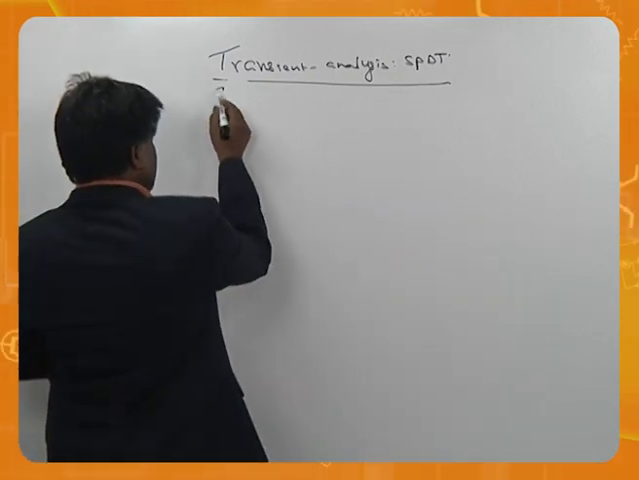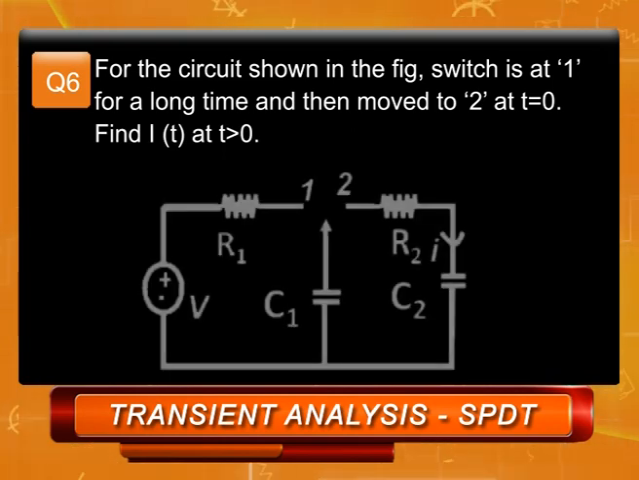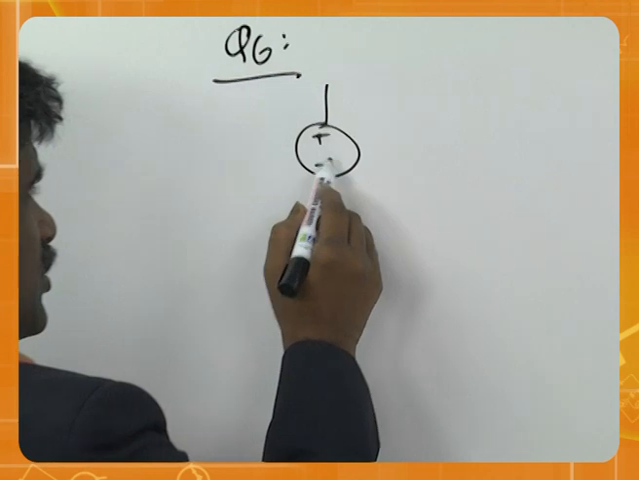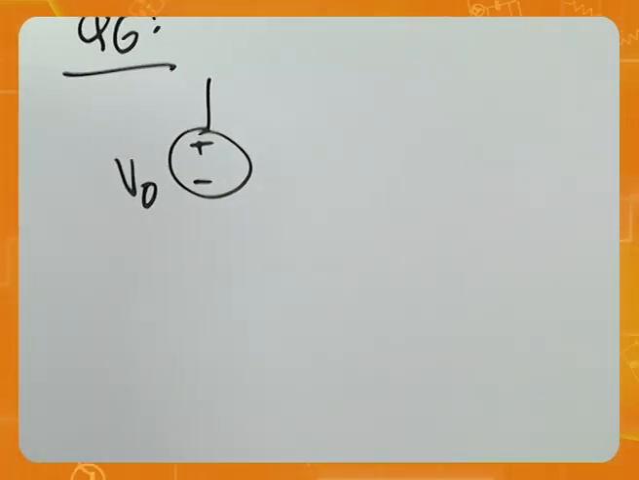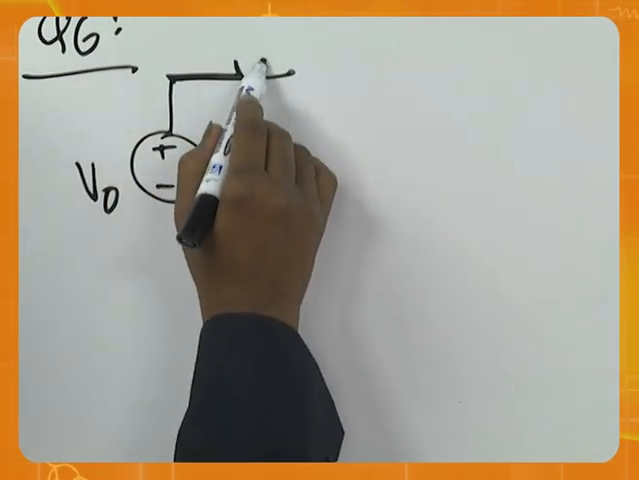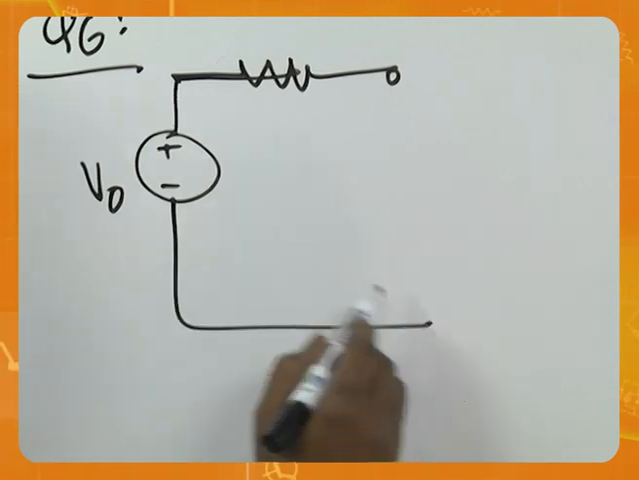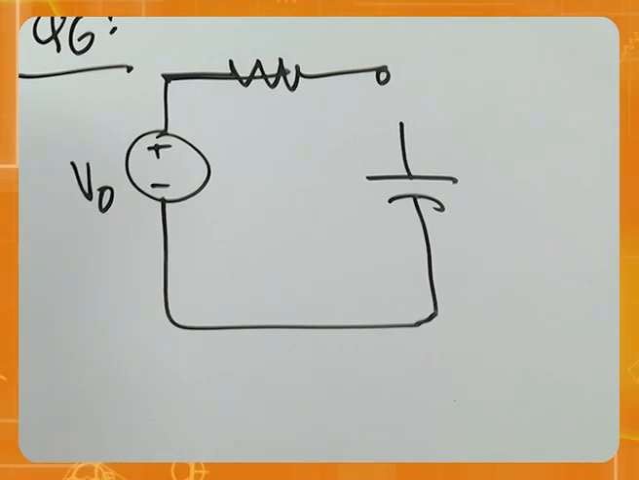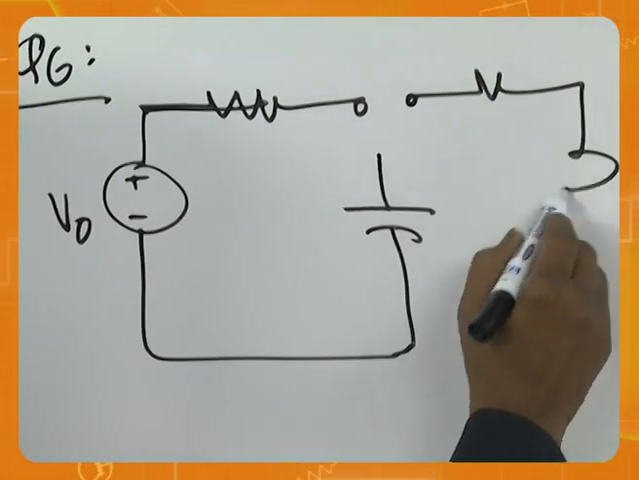Question number 6. For the circuit shown in figure, the switch is at 1 for a long time and moves to 2 at t equal to 0. We need to calculate I of t for t greater than 0. So this is the switch, V naught here, or you say V. Then we have a resistor, then a capacitor, and then an inductor here.